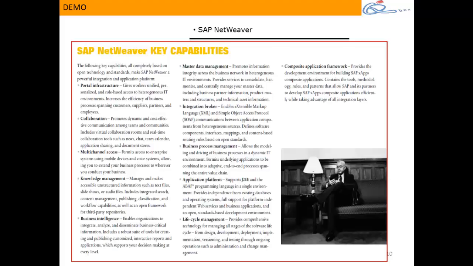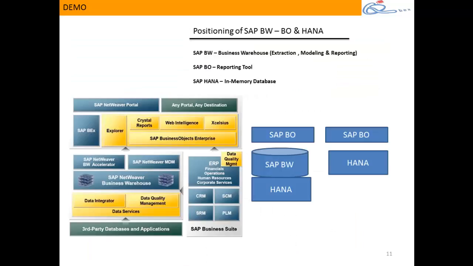So this is where you can see what infrastructure does, what collaboration does, what knowledge management does, what a BA can do, what MDM can do, and what the integration program is. You can get into details of each of these. And this is where we're trying to understand the positioning of BW, BO and HANA.